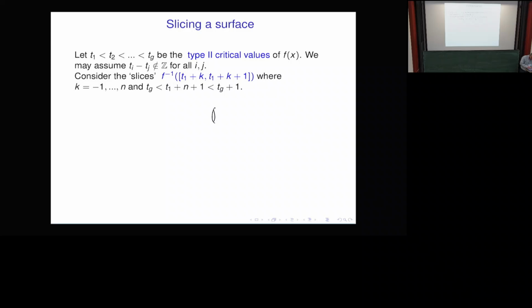I don't know what happens in the first one. Maybe it's something like that. So maybe this is T1. I will start from T1 minus 1, and then I'll take slices of length 1. Actually, sorry, I think I might need to take all critical values and slice, but anyway.